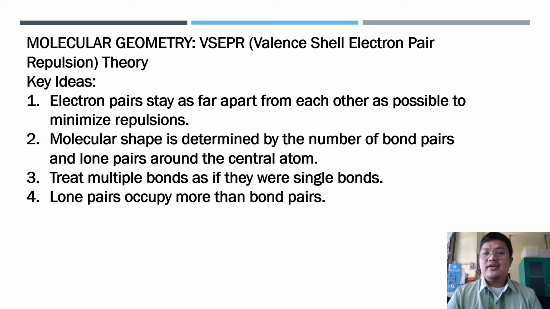So number two naman, molecular shape is determined by the number of bond pairs and lone pairs around the central atoms. So take note, yung molecular shape daw na dine-determine gamit yung number of bond pairs, yung nag-bond sa ibang element, while yung lone pairs naman yung walang kabonding sa central atom. So we'll have this later. Number three, treat multiple bonds as if they were single bonds. Yung mga multiple bonds, consider muna natin as if single bond lang muna sila. And then number four, lone pairs occupy more space than bond pairs. Mas maraming space ang occupy ng lone pairs kaysa sa bond pairs.